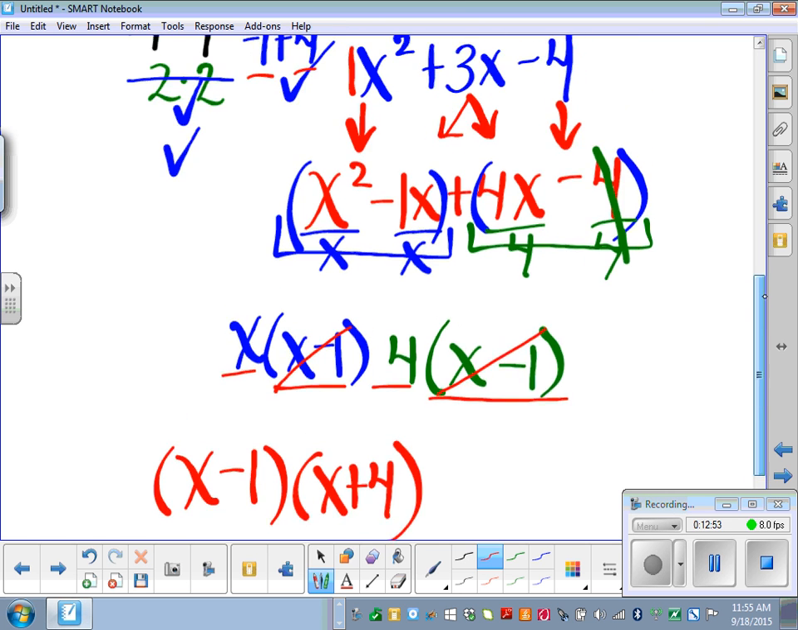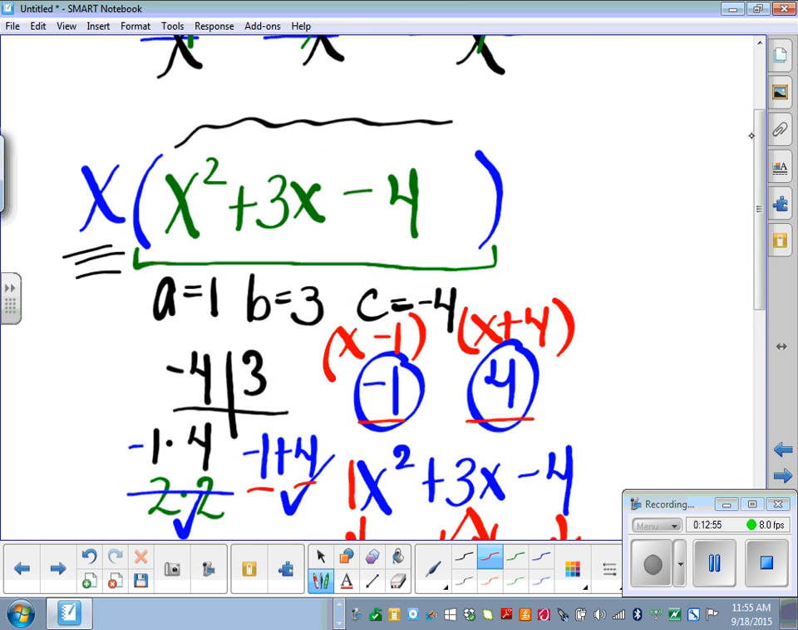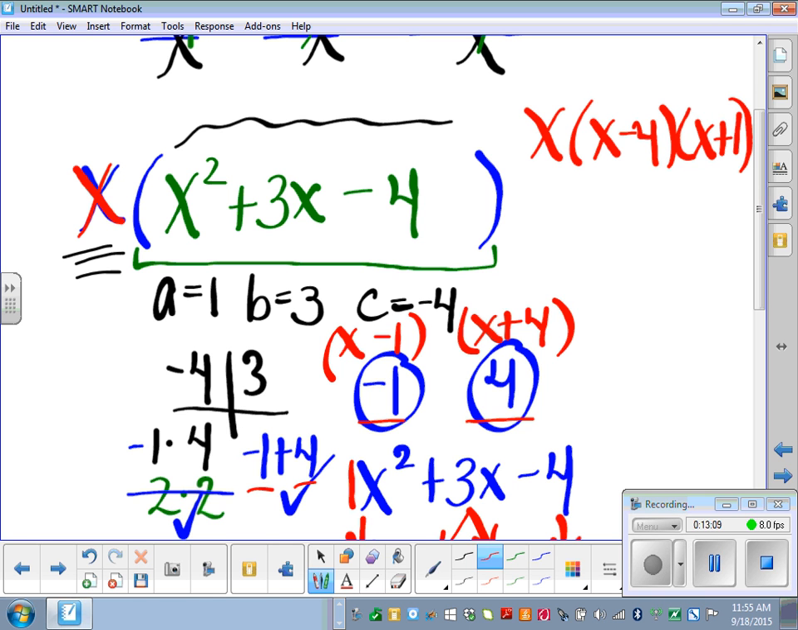Now don't forget that we had this original x here as well. So our final answer would be x times x minus 4 times x plus 1. So just don't forget about that x that we left alone for a minute, but it is in our final factored answer. So this would be our final answer.